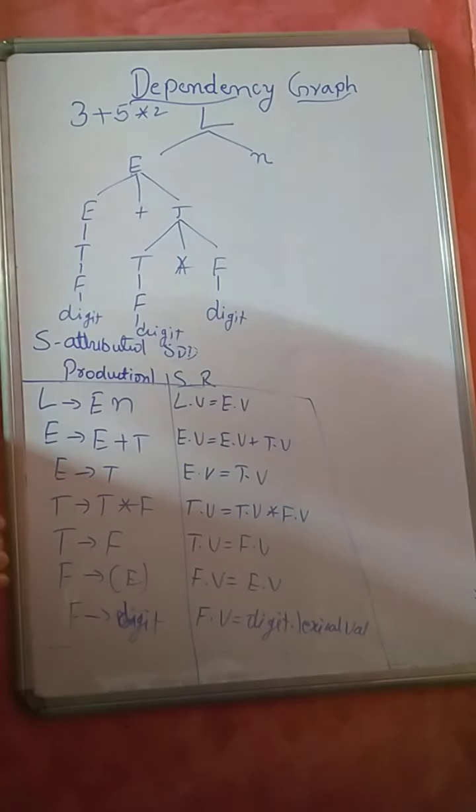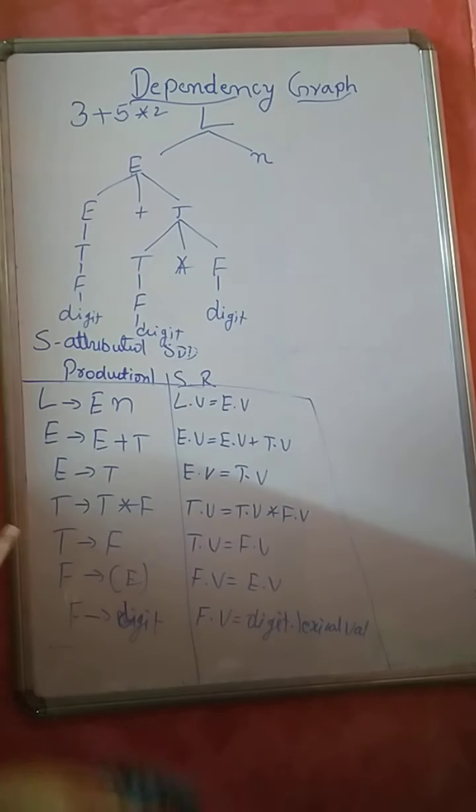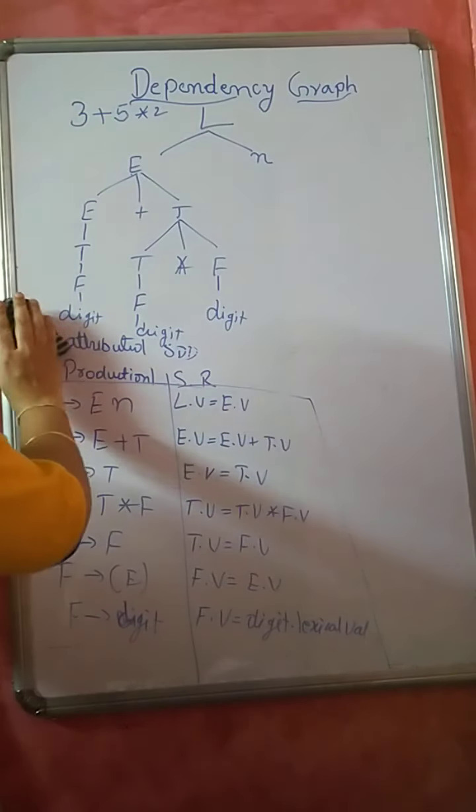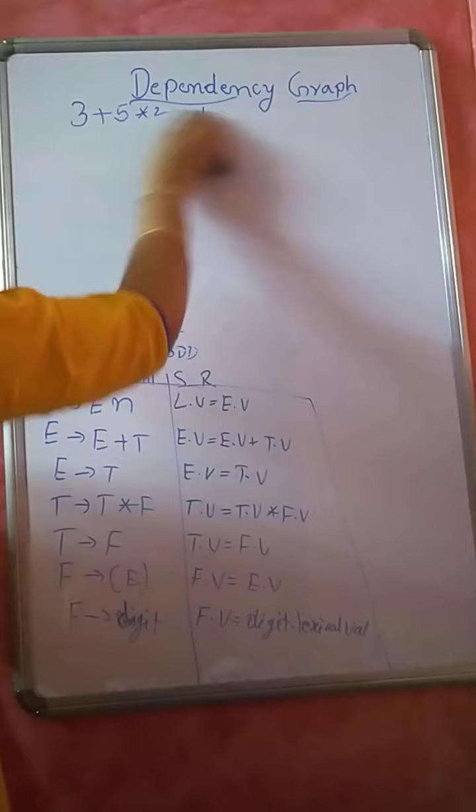Otherwise, we'll do one thing. This dependency graph, it is not possible to write with this space. I'll take a smaller example.